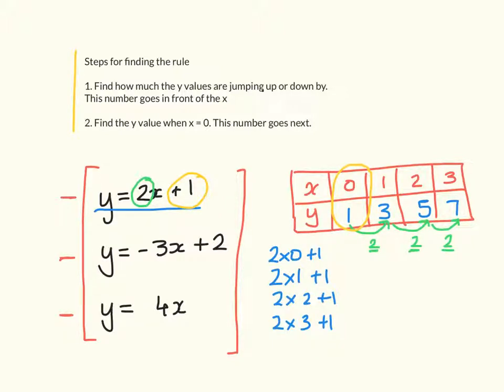So the steps for finding the rule. So the first one is to find how much the y values are jumping up or down by. So that's what I mean here. We're jumping up in this case by 2. And this number goes in front of the x. The second step is to find the y value when x is 0. So we go to our table of values, we find x equals 0, and we find the y value. And that's the number that goes next.